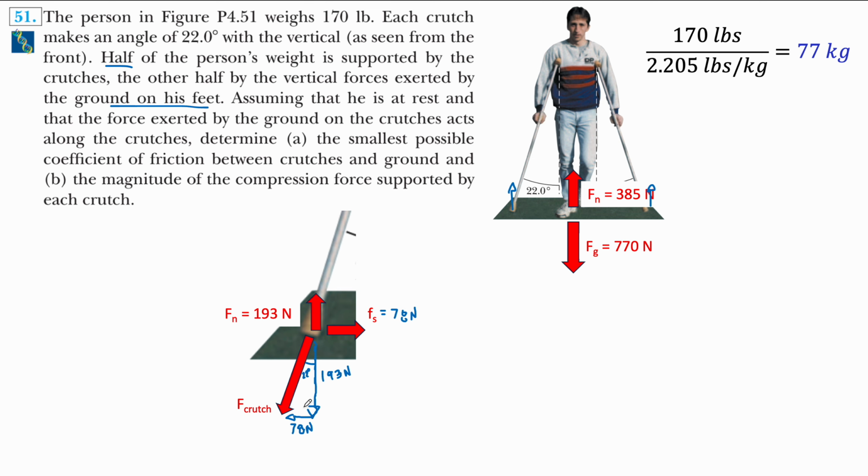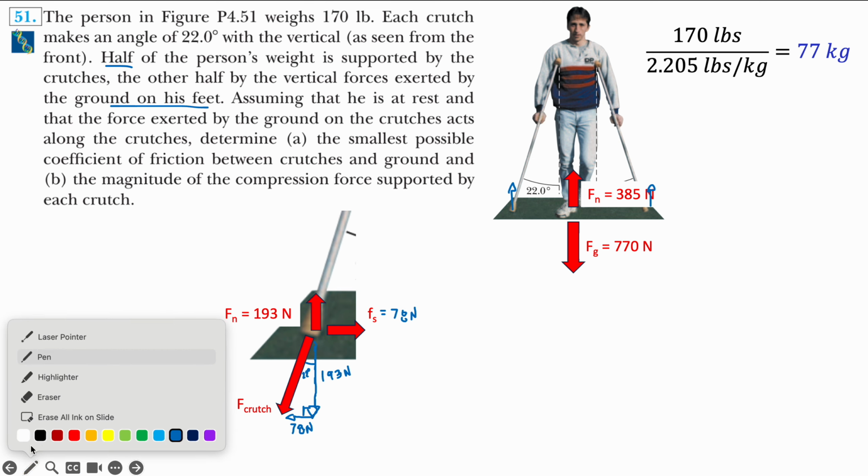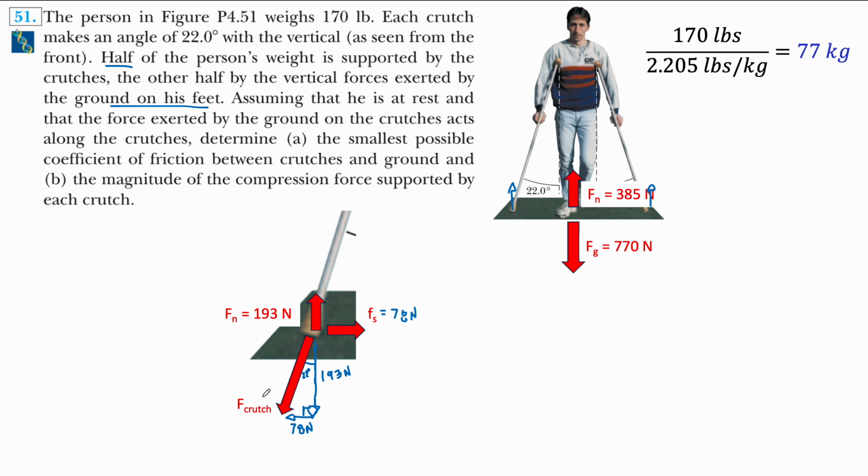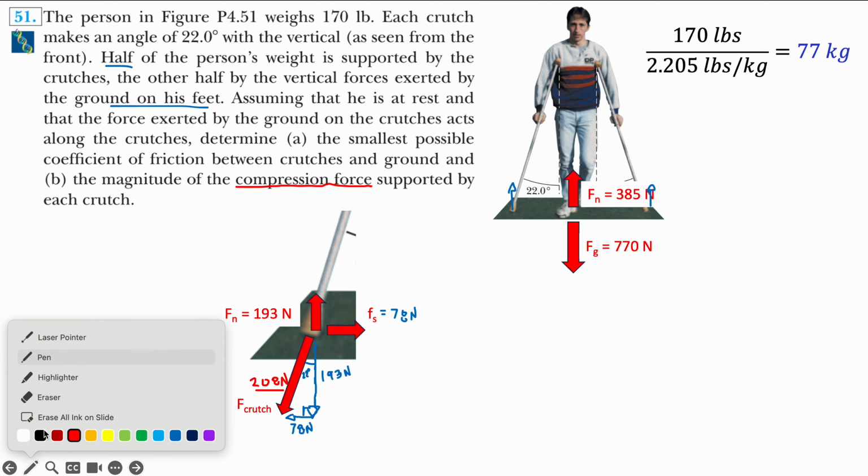If we use Pythagorean theorem or trig, you can also find this outside edge over here, or the hypotenuse, the force the crutches are providing. And that should be about 208 newtons. And that, by the way, is actually the answer to part B, even though we haven't solved part A yet. What is the compressive force on the crutch? The answer is 208 newtons. But what's the smallest possible coefficient of friction? That's the part we haven't solved yet.